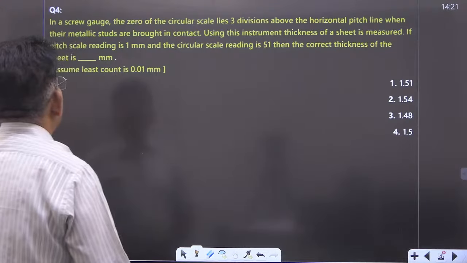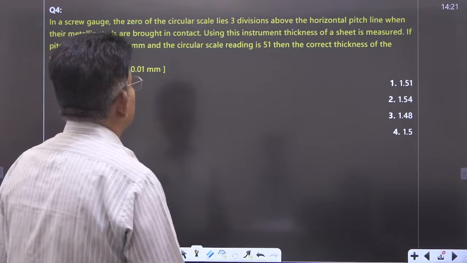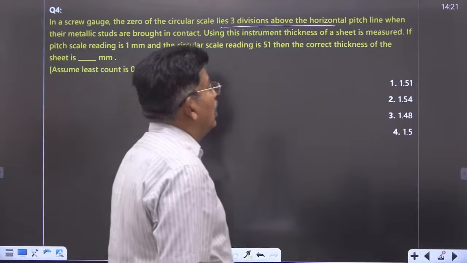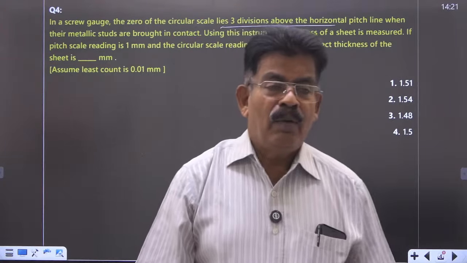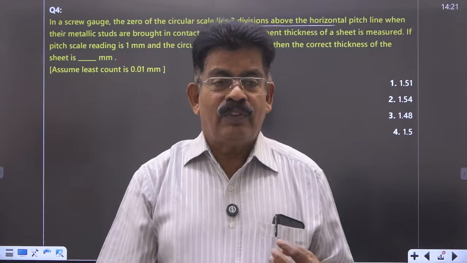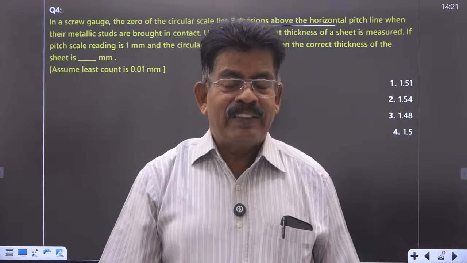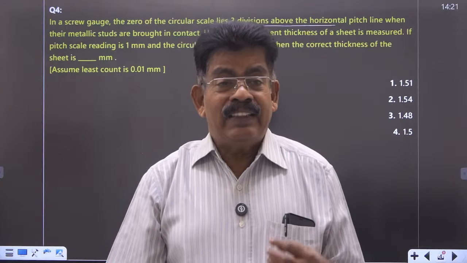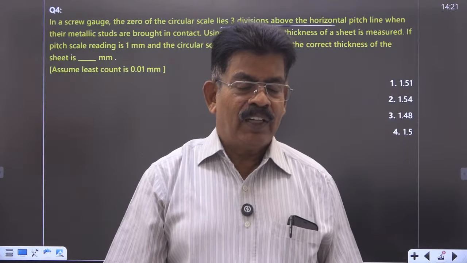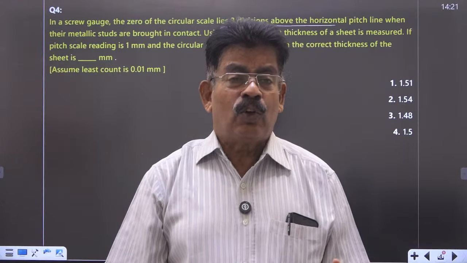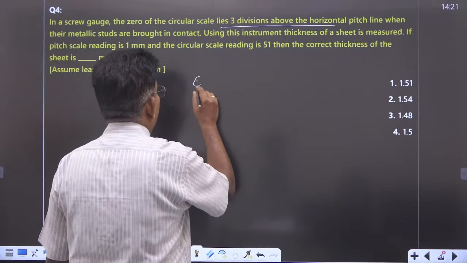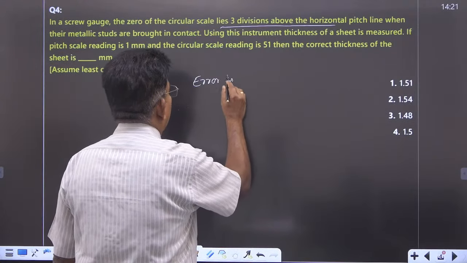Next one, in a screw gauge, zero of the circular scale lies 3 divisions above the baseline. If zero is below the baseline, as you might have studied, zero is ahead, so it is positive error. Here zero has not reached the baseline. Zero is lagging, zero is behind. So error is negative. First point, error is negative.